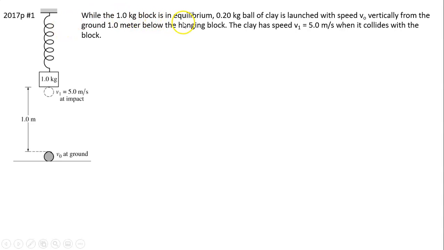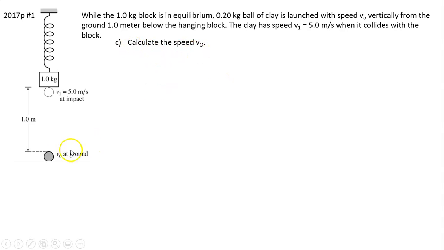Well, the 1 kilogram block is in equilibrium. A 0.2 kilogram ball of clay is launched with speed v0, vertically up from the ground, 1 meter below the hanging block. The clay has a speed v1 equals 5 meters per second when it collides with the block. So right before it touches the block, its speed is 5 meters per second.